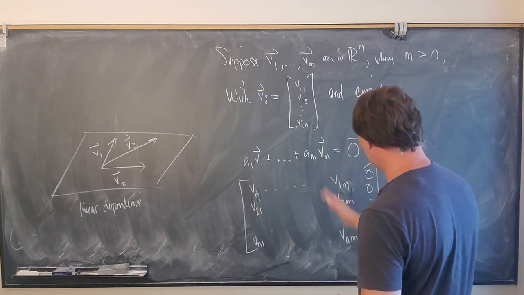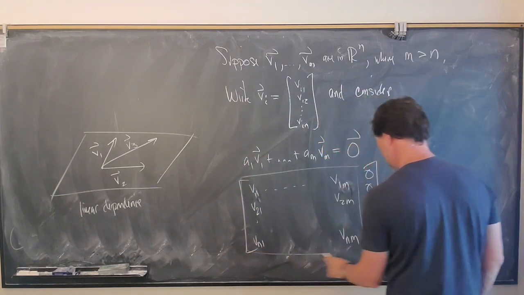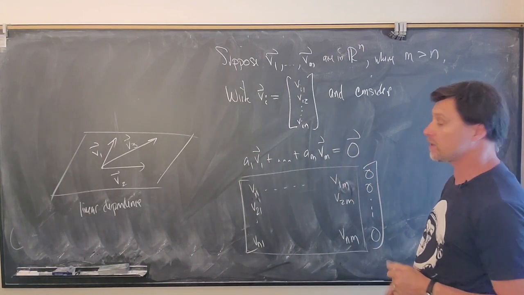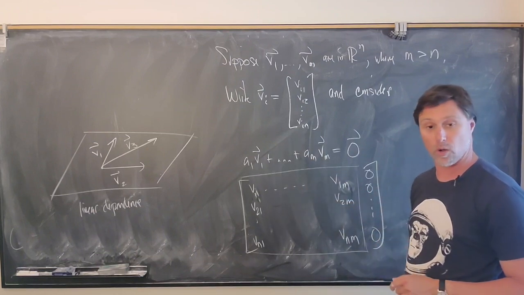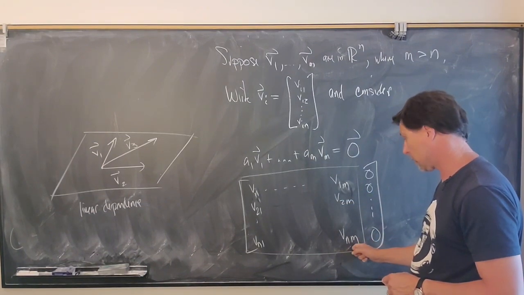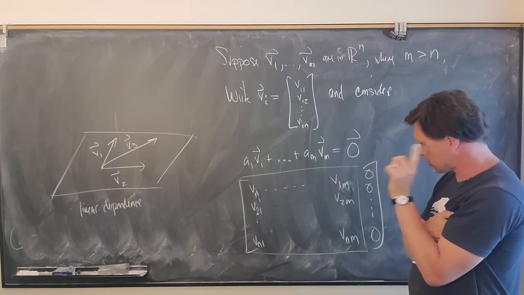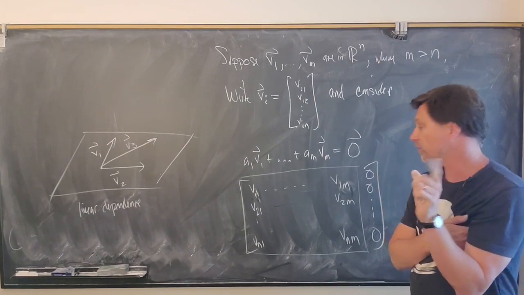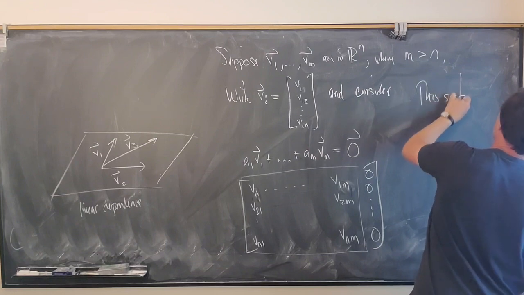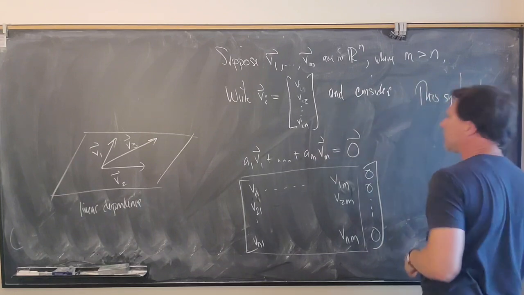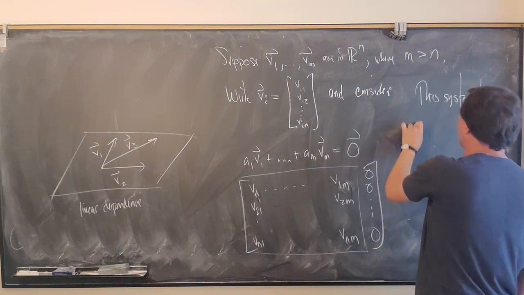Right, okay, so what do we have here? If we look at the coefficient matrix corresponding to this system right here, what we should notice is that there are more columns than there are rows. There are m columns and there are n rows. In such a system, what do we know? There's at least one free variable. Depending on what m is, there might be more. So this system has a free variable.